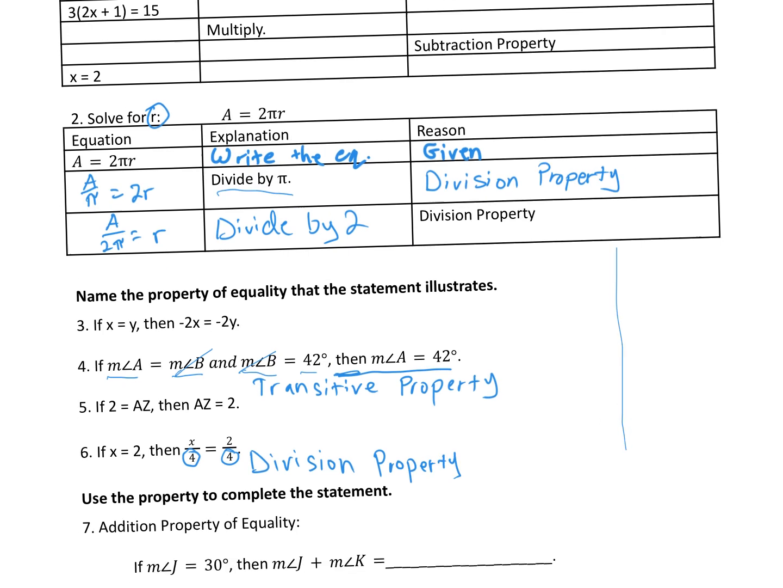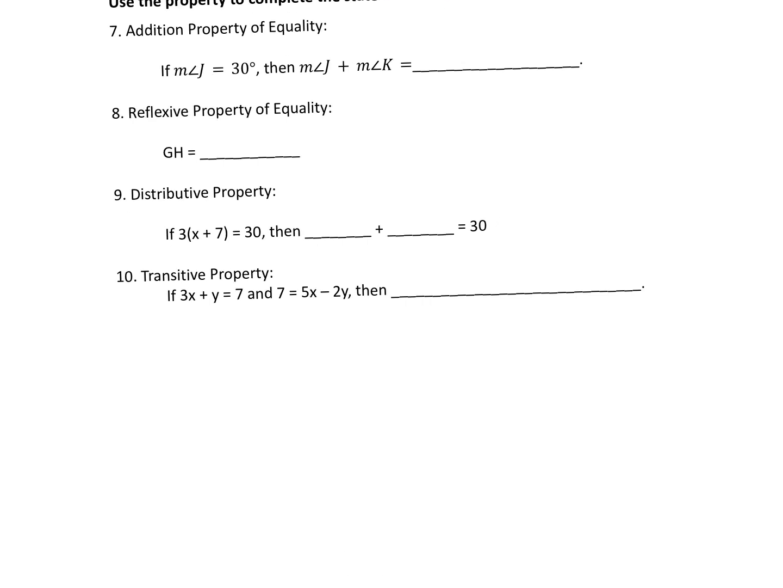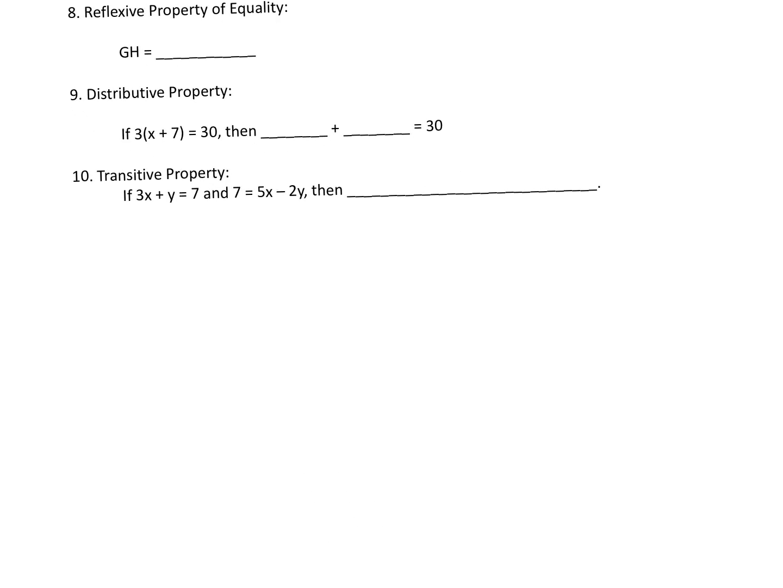Let's go down to number 10. Transitive property. So once again, transitive property cuts out the middleman. So here, we just cut out the middleman. And then we say, well, 3x plus y then must equal 5x minus 2y. And that is that.